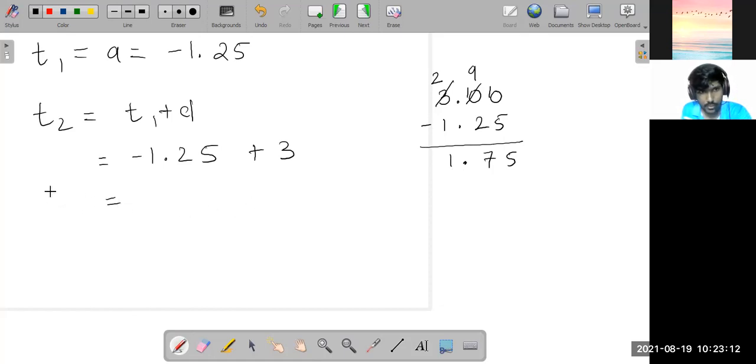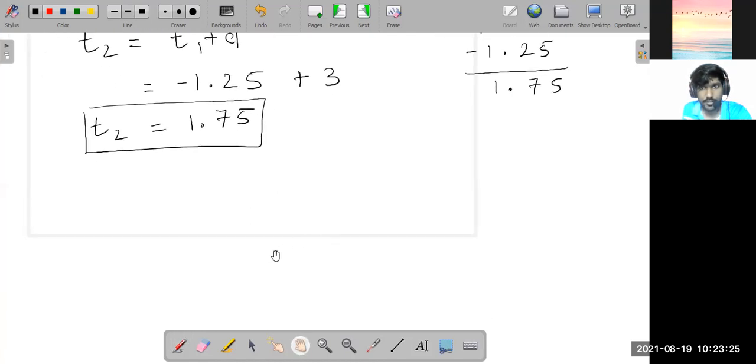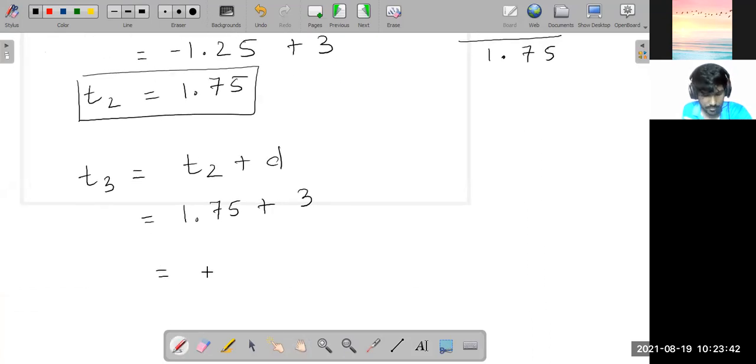This T2 is 1.75. T1 is minus 1.25, T2 is 1.75. Let's find out T3 also. So T3 will be T2 plus D. This you will be able to do orally. T2 is 1.75 plus D is 3. So how much will this be? 1.75 plus 3.